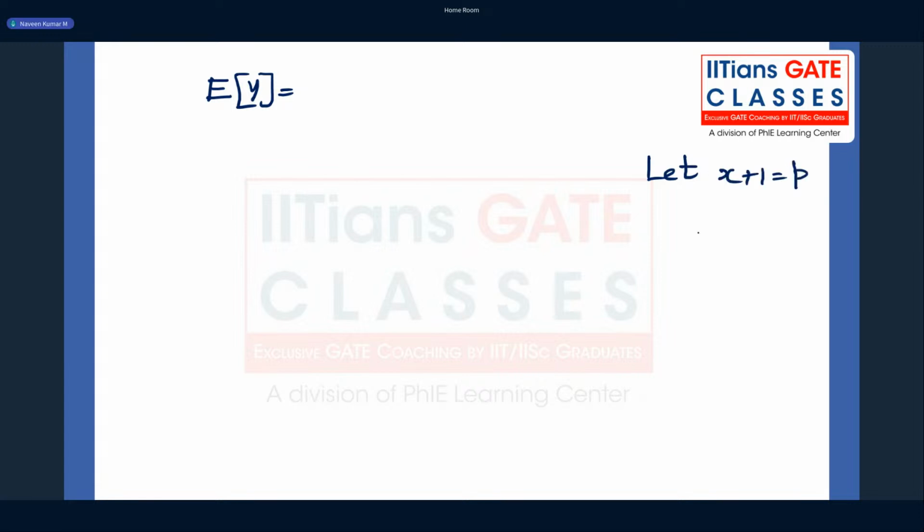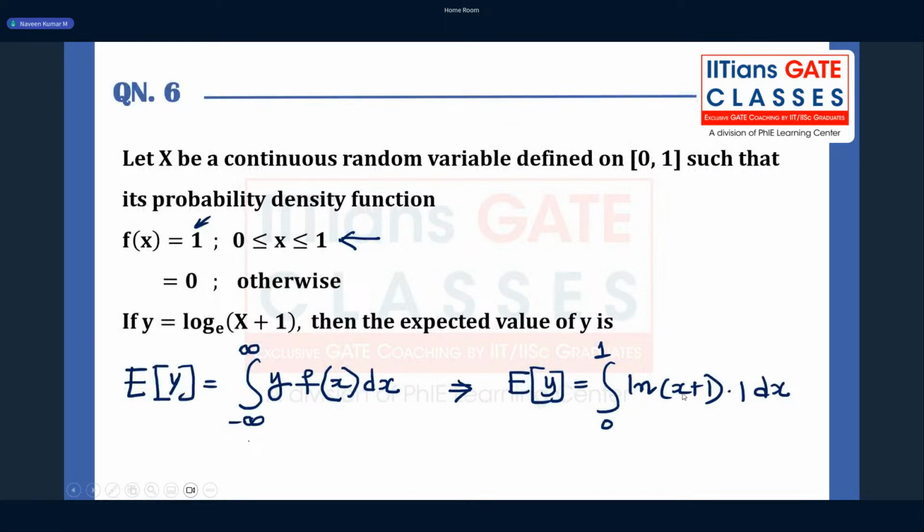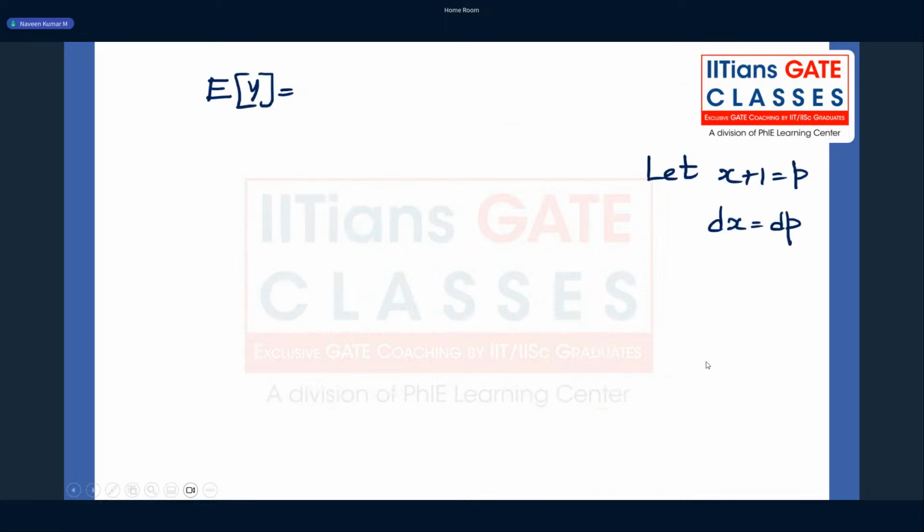So differentiate on both sides, we get dx is equal to dp, right? So let's substitute back in this equation. Instead of x plus 1, we can substitute p. Instead of dx, we can substitute dp, right? So let's do the substitution. So the integral, what is that? ln p dp. And what is the integral of this? The integral of ln p dp, anyone? Okay, no one is there.